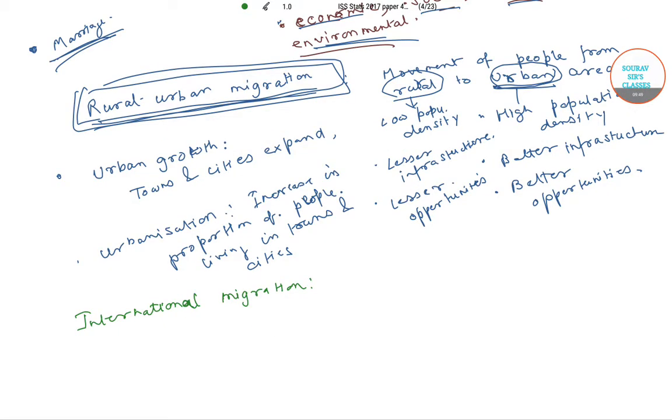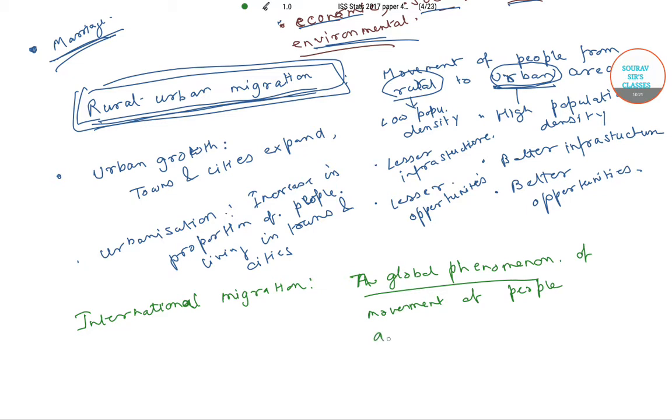Next is international migration. It is a global phenomenon of movement of people across the boundaries of countries. So it is a movement of people across the boundaries of countries, that is, the movement of people from one country to another country.